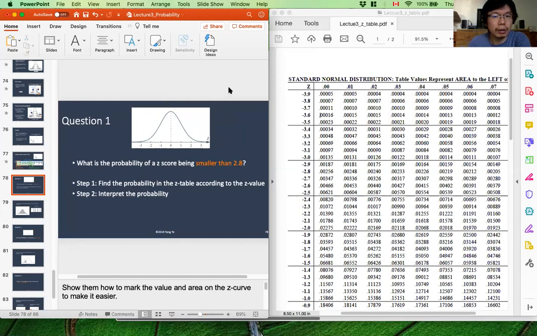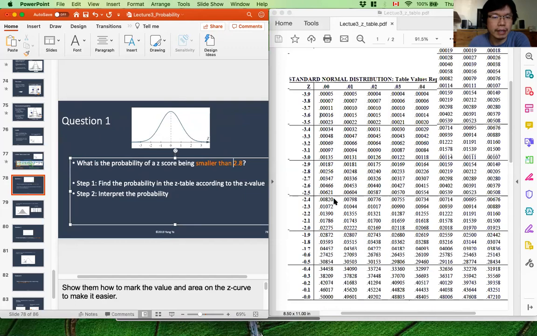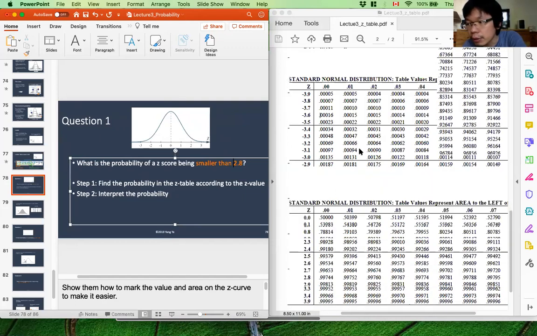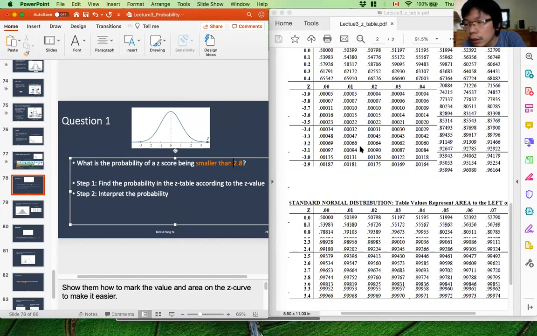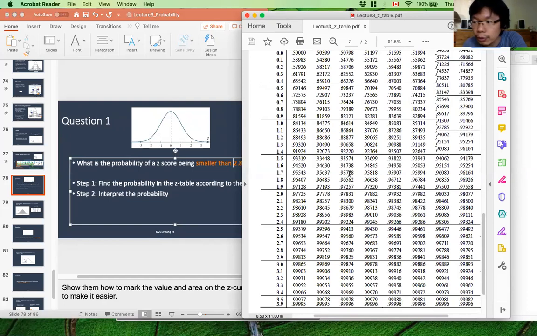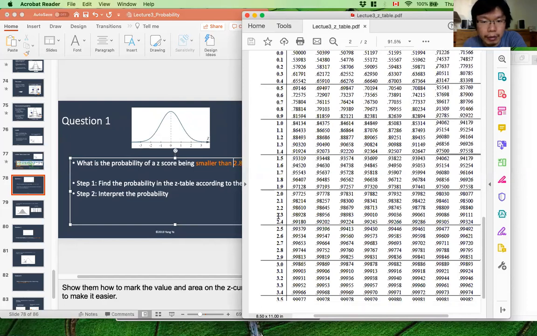So in this case, we already have a Z score that is smaller than plus 2.8, okay? So we have to find a Z score of 2.8. If you roll down the Z score table to 2.8, and then you go to 2.80, you'll find a number, okay?